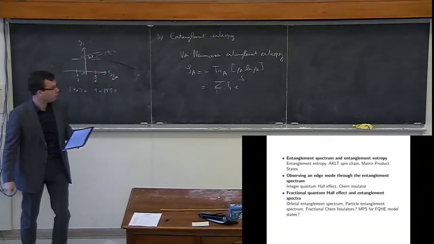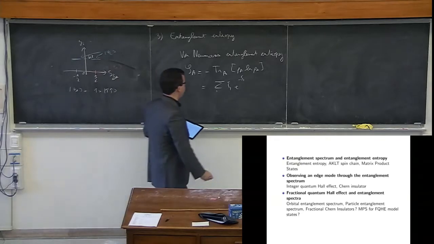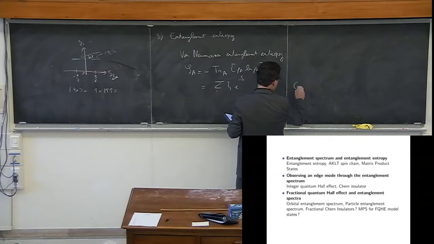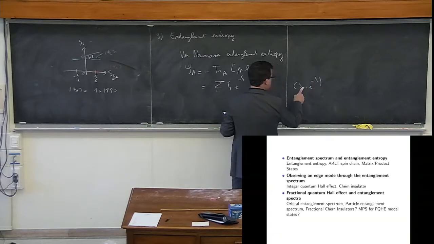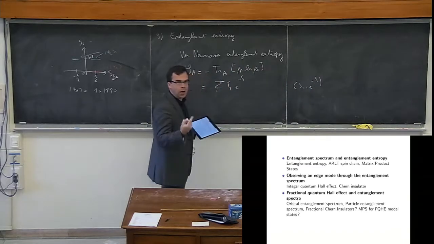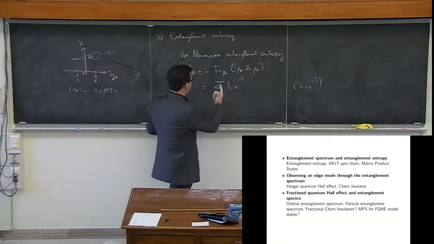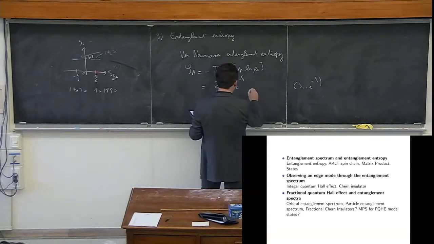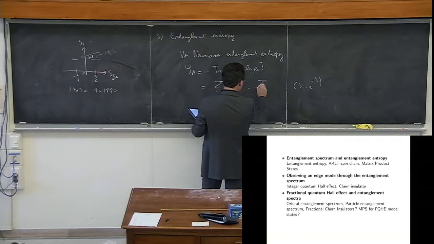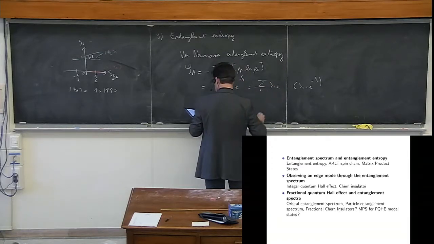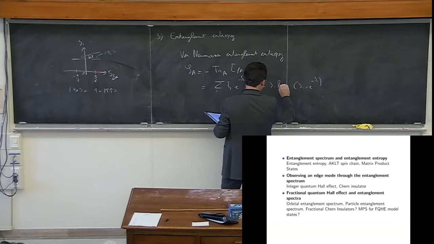Right? Or if you prefer, you set lambda i equal to exponential minus psi i, so these are directly the eigenvalues of the reduced density matrix and not minus log. You also get the following formula: minus the sum over i of lambda i log of lambda i.